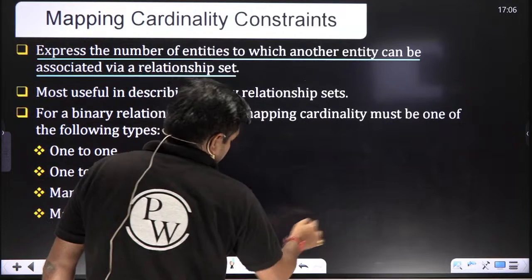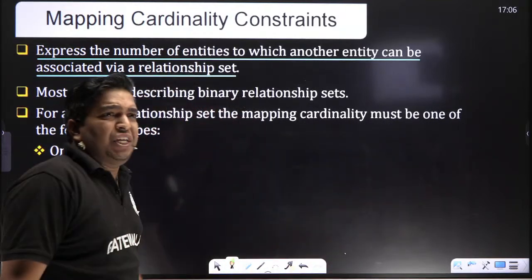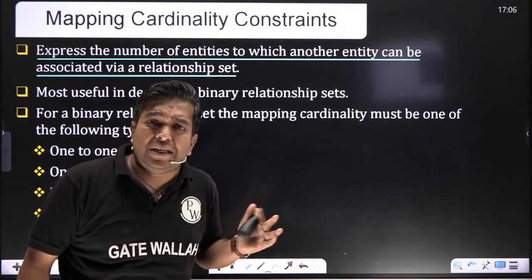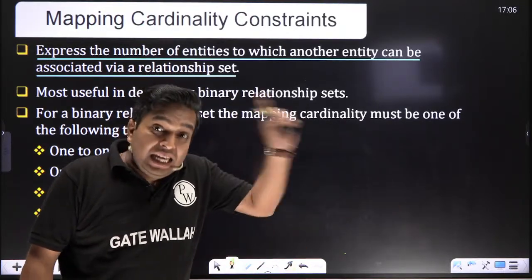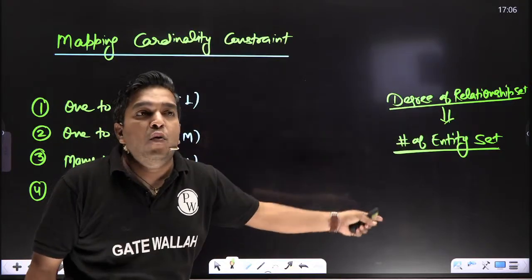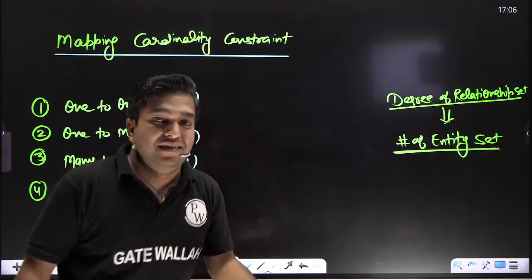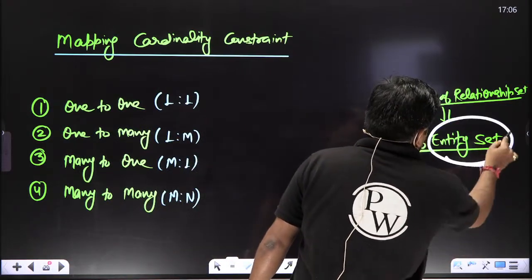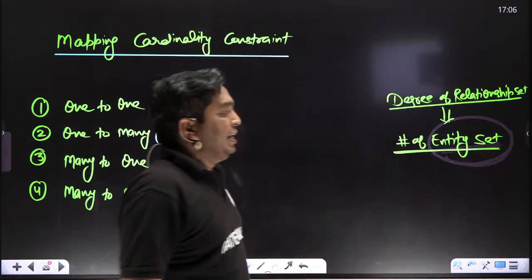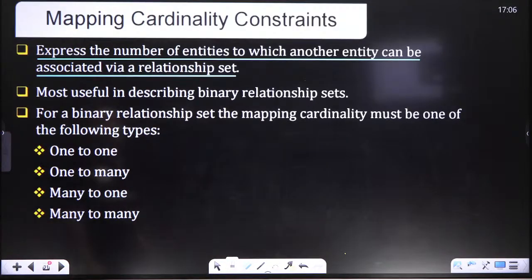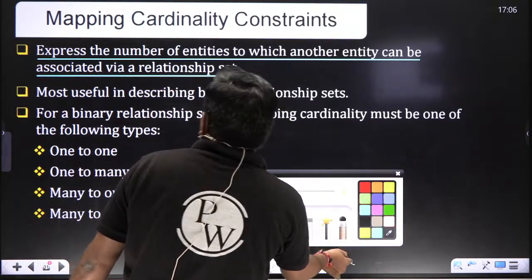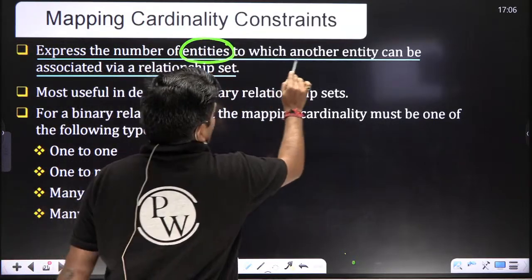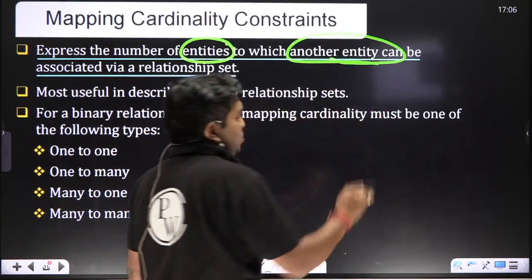Children, please focus here. Most of the students have confusion between degree of relationship set and cardinality ratio. Degree of relationship tells you how many entity sets are participating. And cardinality expresses the number of entities to which another entity can be associated.